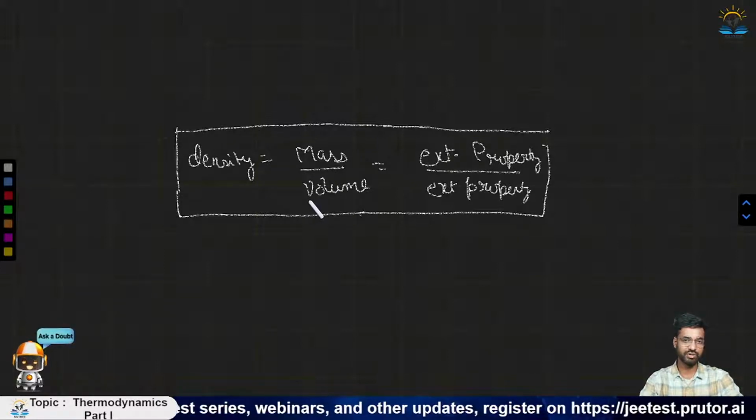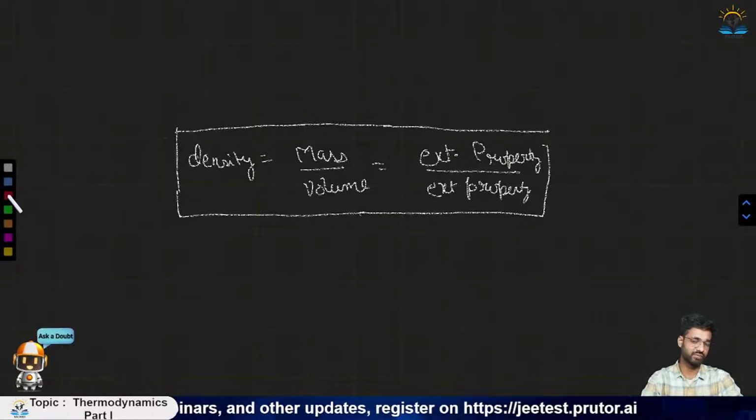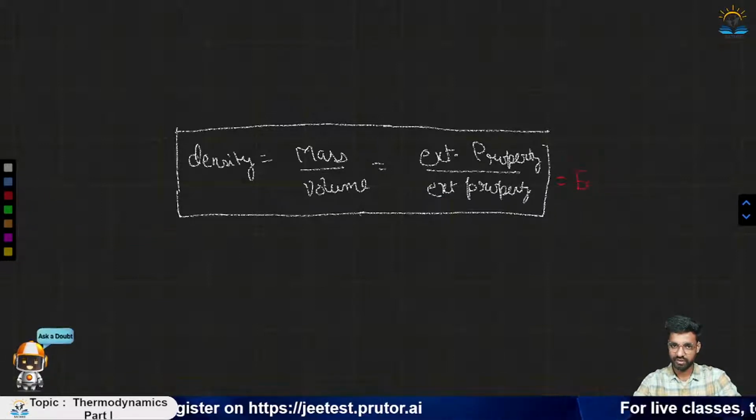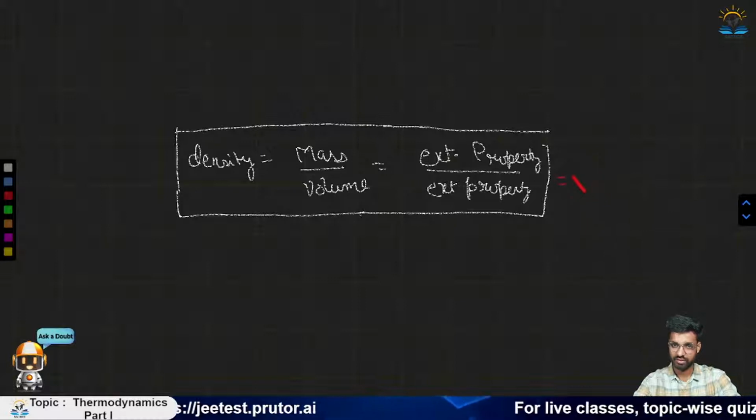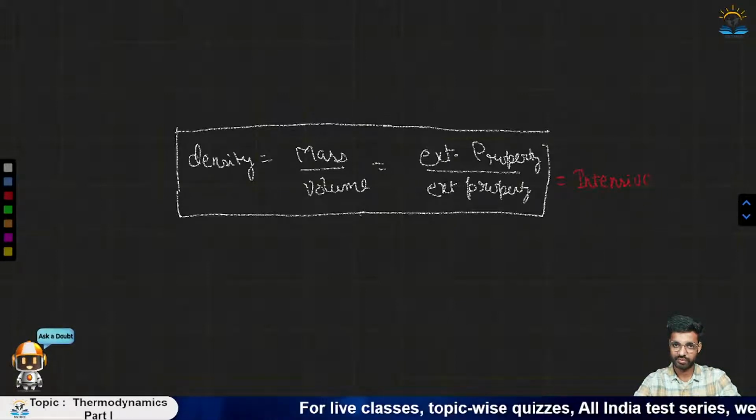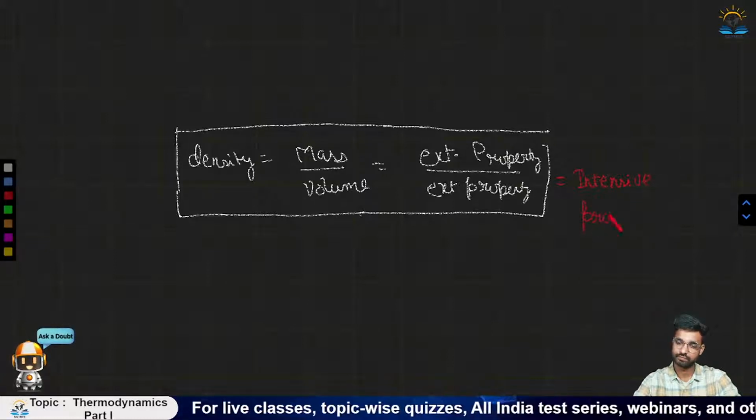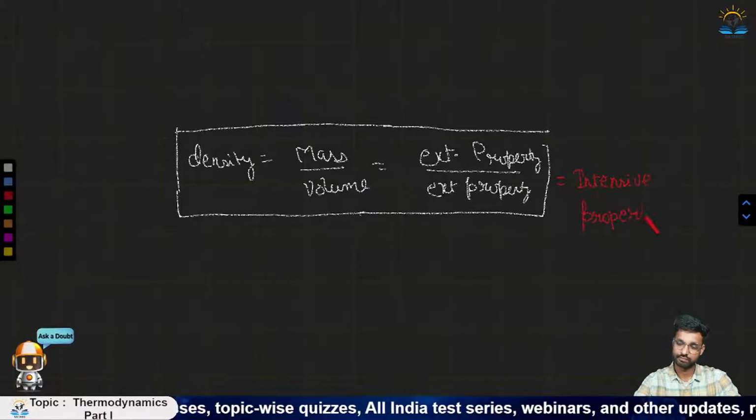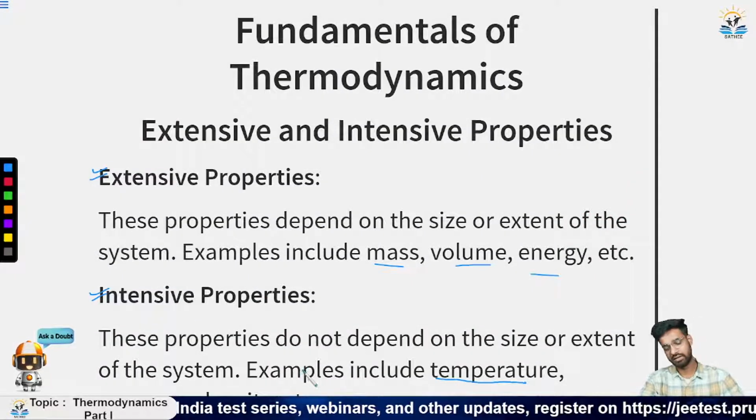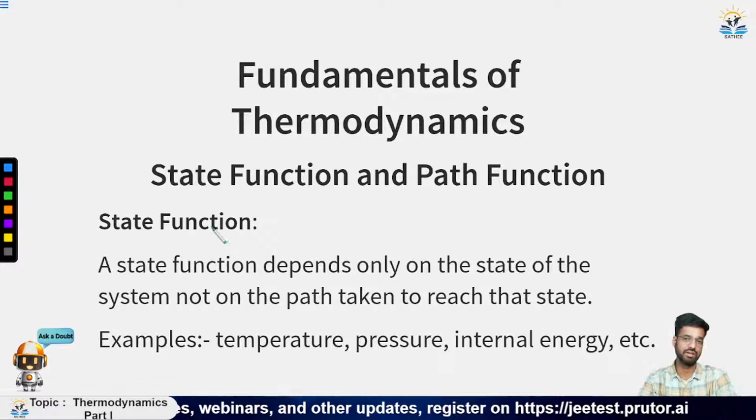Then you will get that ratio, and that ratio will always be an intensive property. Sorry, intensive property. So these are the definitions of extensive and intensive properties.